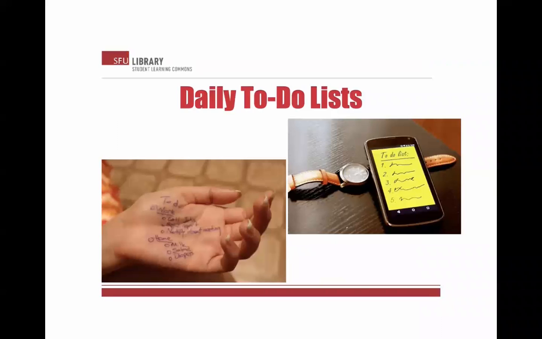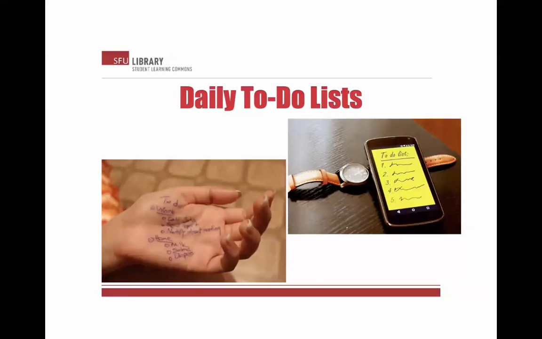The next system that we recommend are daily to-do lists. And that's just a list of maybe 3-4 priorities that you have for the day that you really want to get done. I've seen graphics for daily to-do lists that are really long and detailed, and I actually think that's kind of counterproductive.